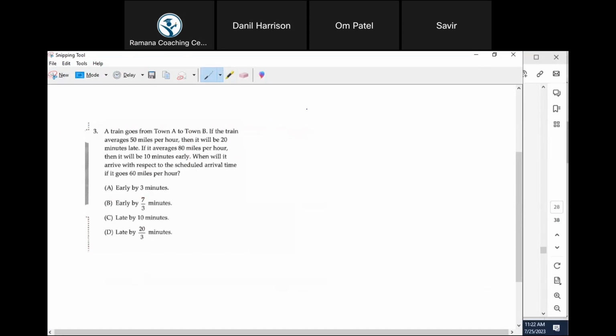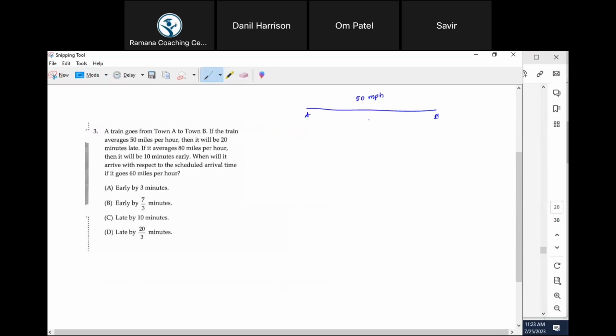A train goes from point A to point B. If the train averages 50 miles per hour, all of you look at the board, please. Averages 50 miles per hour, then it will be 20 minutes late.